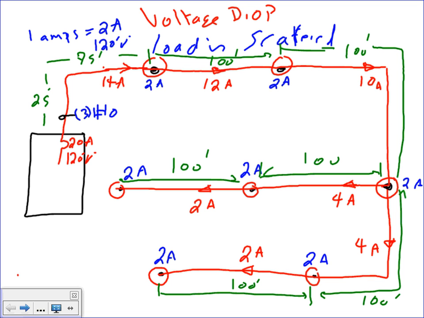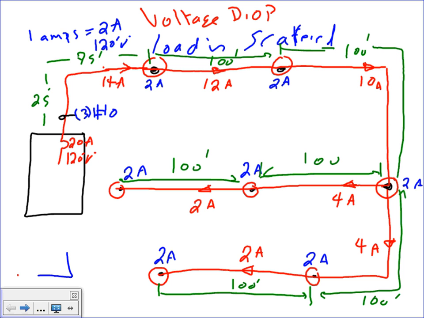So now we're going to take the voltage drop at every pole. When I ask you, Brad, what's the current right at this point? 14 amps, right? Because at that point, as the cable comes and feeds this fixture, it's going to see 14 amps going through that feeder.